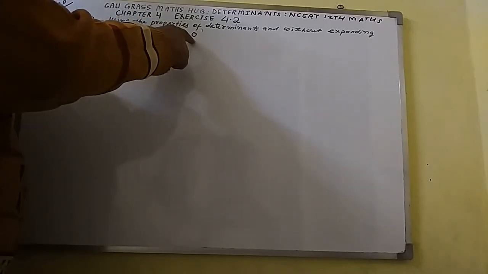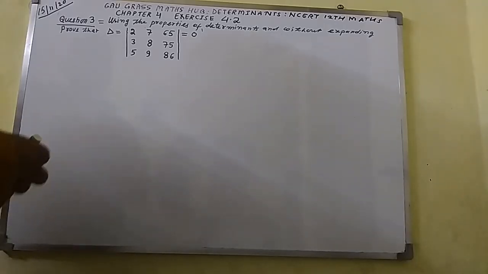The elements of the first row are 2, 7, 65. The elements of the second row are 3, 8, 75. The elements of the third row are 5, 9, 86. This determinant comes out to 0, which I have to prove here. Let us come to the solution.